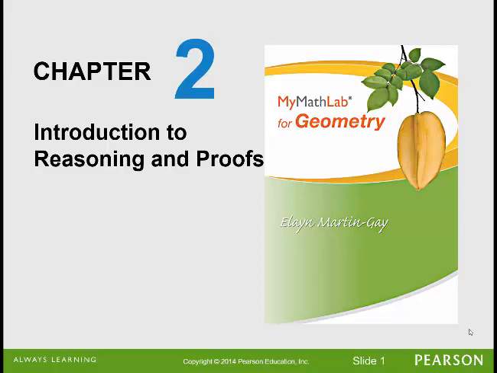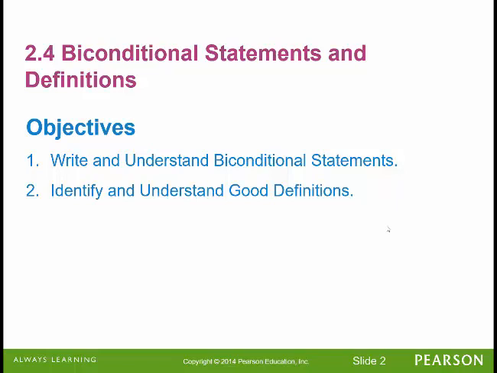Hi class, we continue our study in chapter 2 by moving into section 2.4. Section 2.4 is about something new, something called biconditional statements, and we'll talk about the definitions of that. So our objectives in this section: the first one is to write and understand what we call biconditional statements, and the second thing we want to do is identify and understand good definitions.